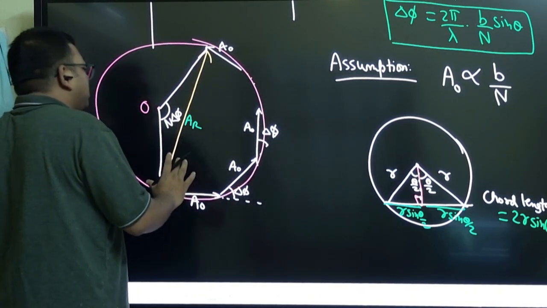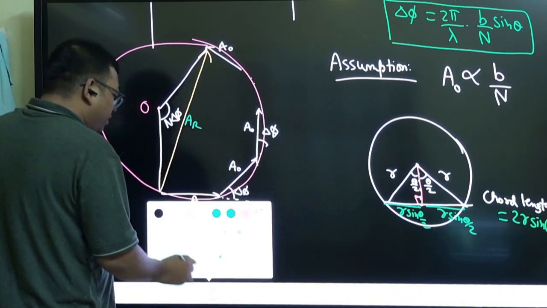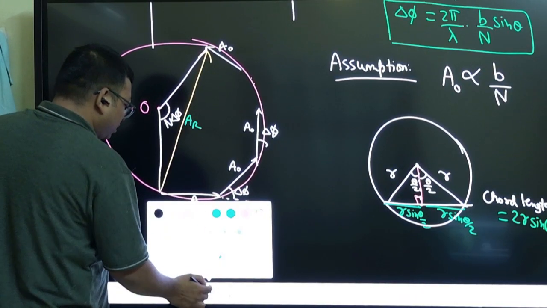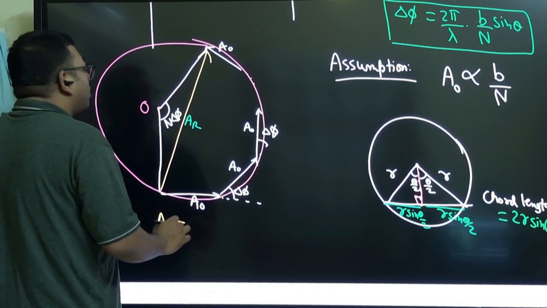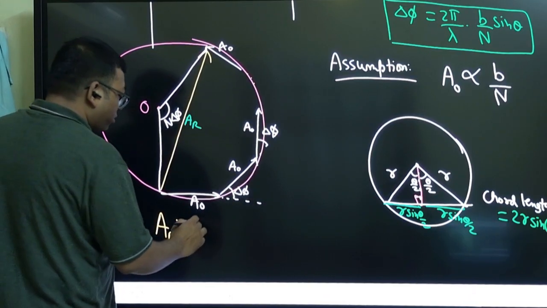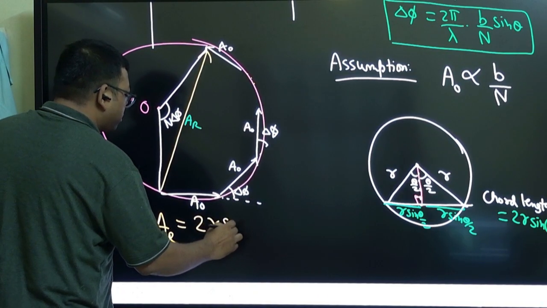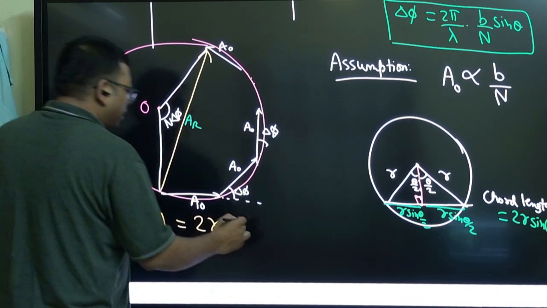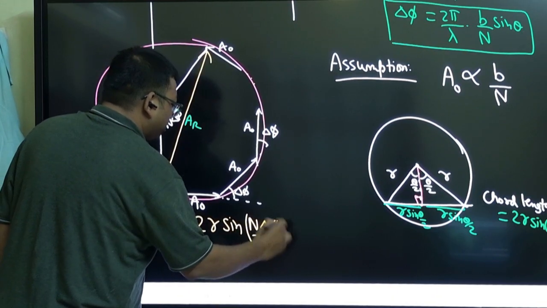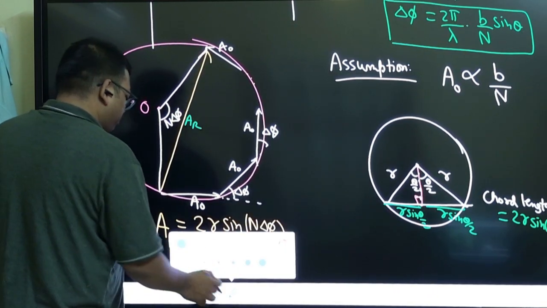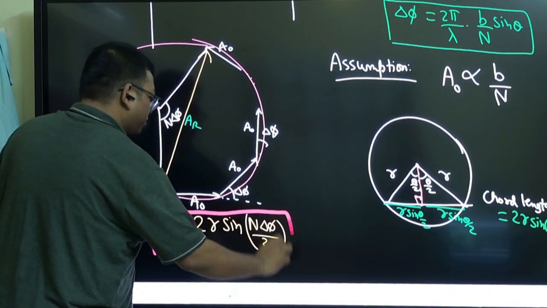The resultant amplitude, A R, can be written directly here because it is a chord length. Using the same formula, it is 2 times the radius into sine of the total angle, n delta phi by 2. That's the important equation.